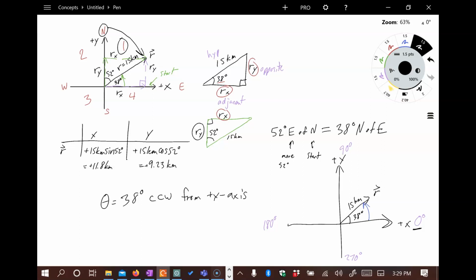I'll show you another example here. Let's say we have a different vector over here that makes an angle of, say, 25 degrees. Well, how is that one going to be specified in this way, counterclockwise from plus x axis? Well, it's the same as before. We're going to go ahead and start at the plus x axis, 0, 90, 180. 180 plus 25, that's going to be 205, right? So for this vector, the angle is 205 degrees counterclockwise from plus x.